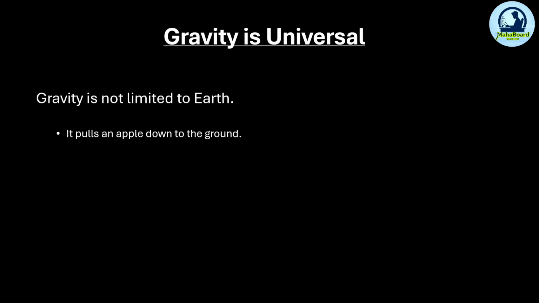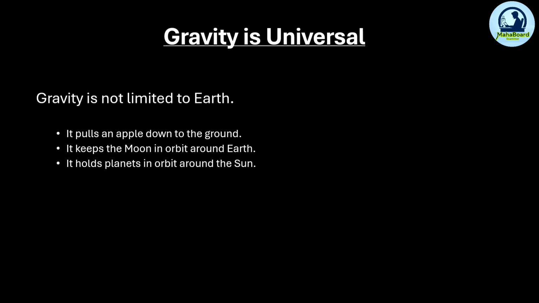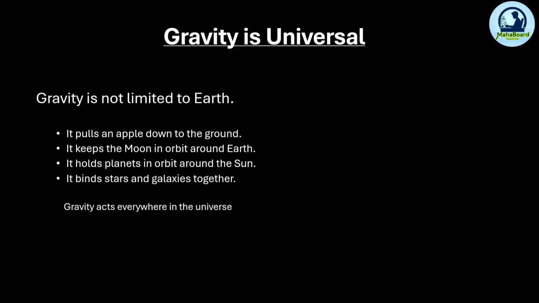Why is gravity universal? As we already know, gravity is not just limited to the earth. It pulls an apple down to the ground. It keeps the moon in orbit around the earth. It holds planets in orbit around the sun. It binds the stars and the galaxies to each other. Gravity acts everywhere in the universe, from a small pin to a galaxy.